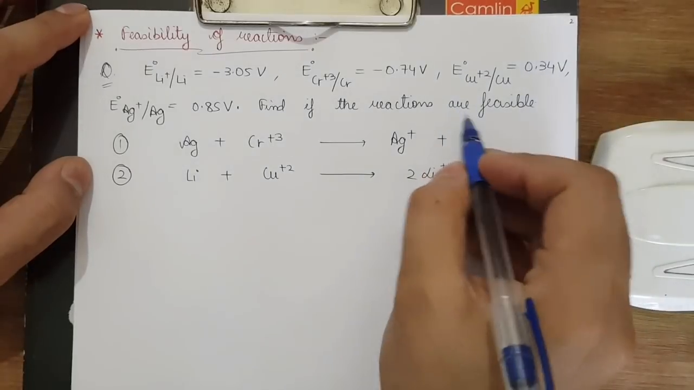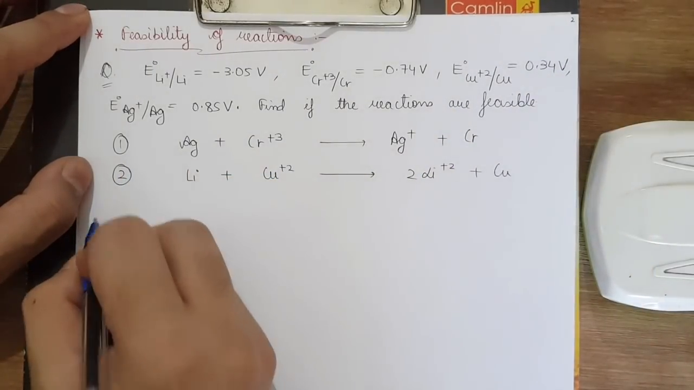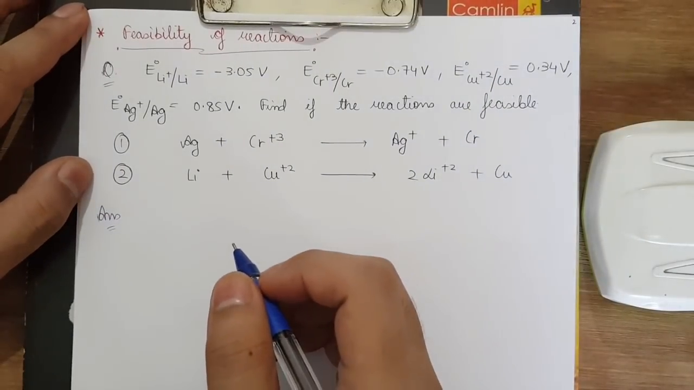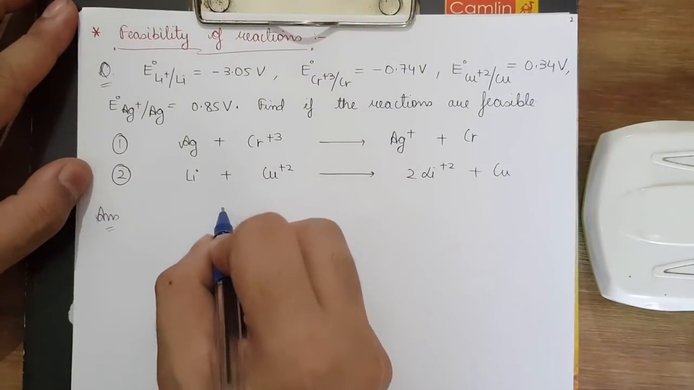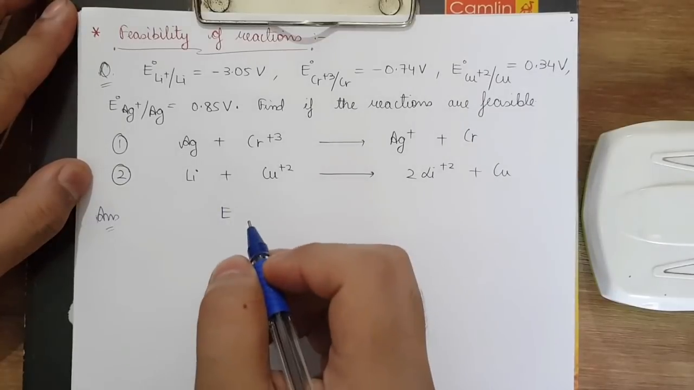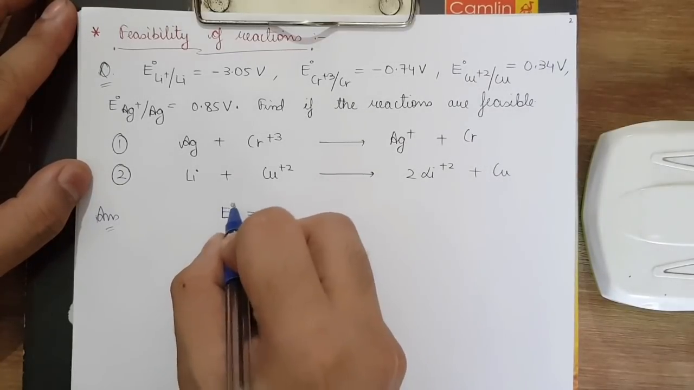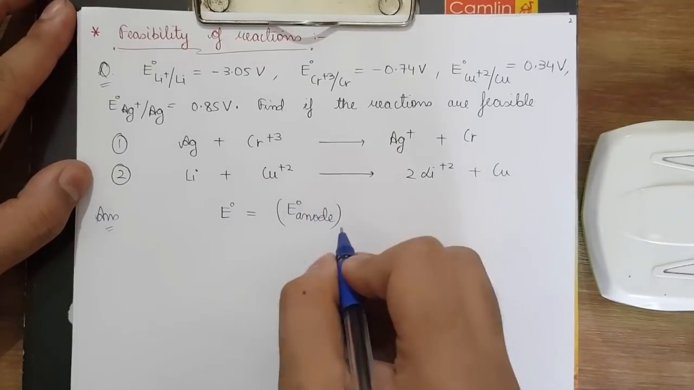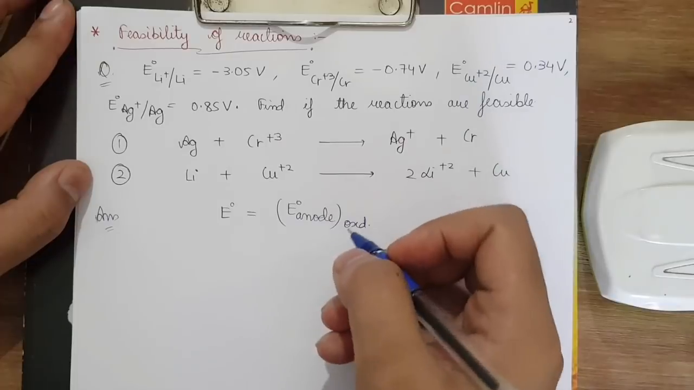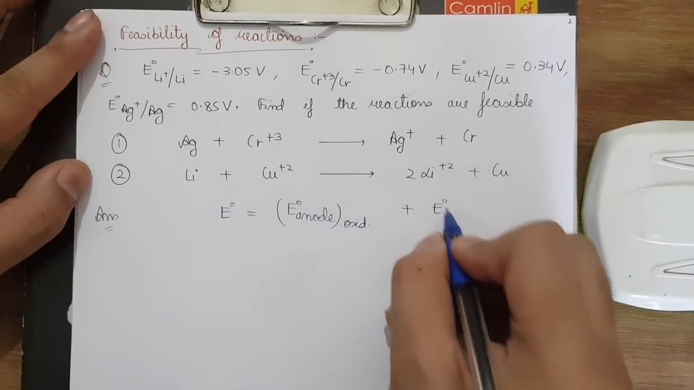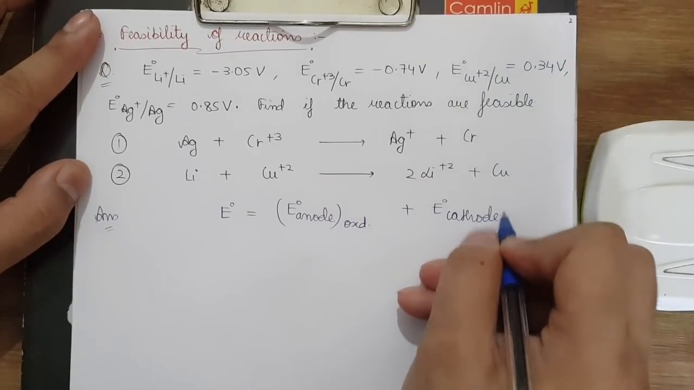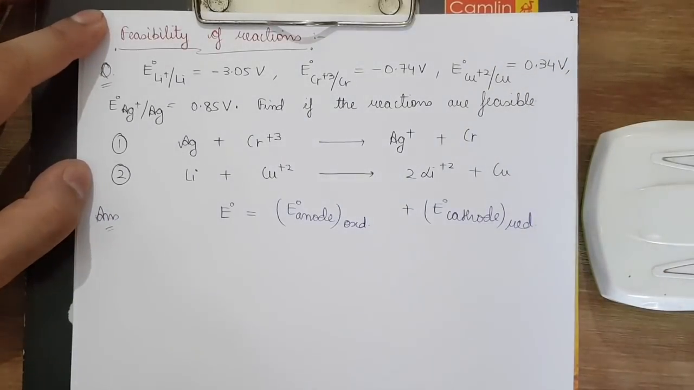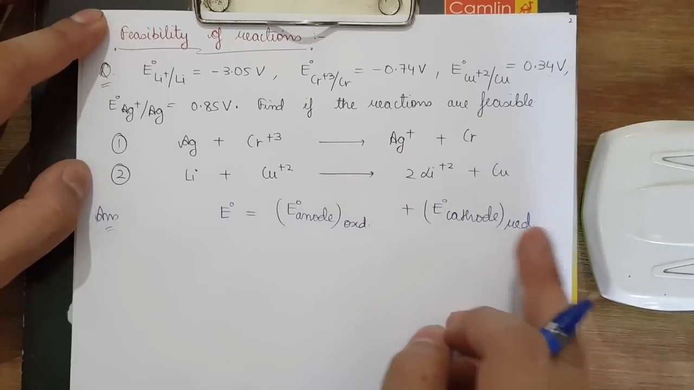You need to find out if the following reactions are feasible or not, in question number 1 and question number 2. So let us try to see how these questions are actually done. First of all, whenever E naught or any E has to be found for a particular cell, it can be given as E naught of anode for the oxidation part, because oxidation occurs at the anode, plus E naught of cathode for the reduction part. It is also given in various forms like minus E cathode oxidation.